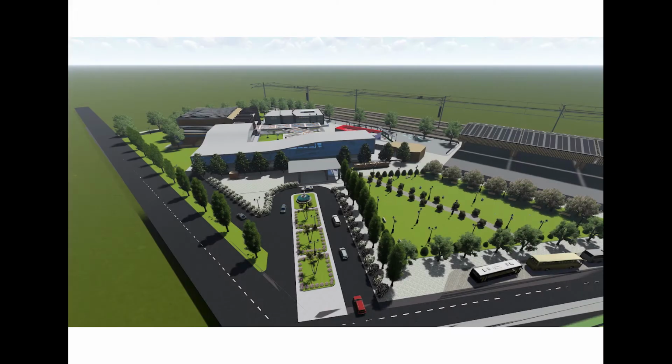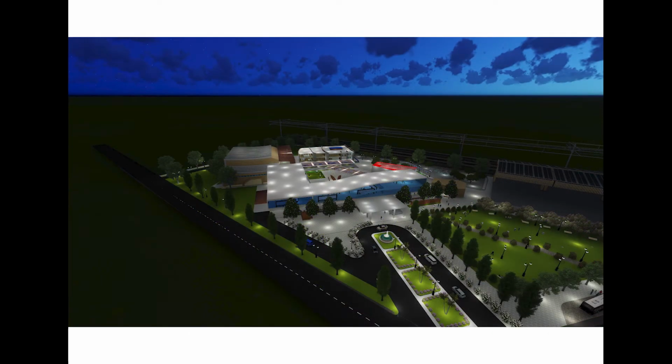The main entry for the structure is at the southwest side. The main entry is given from the 24-meter wide road, due to which there will be no difficulties such as traffic jams.